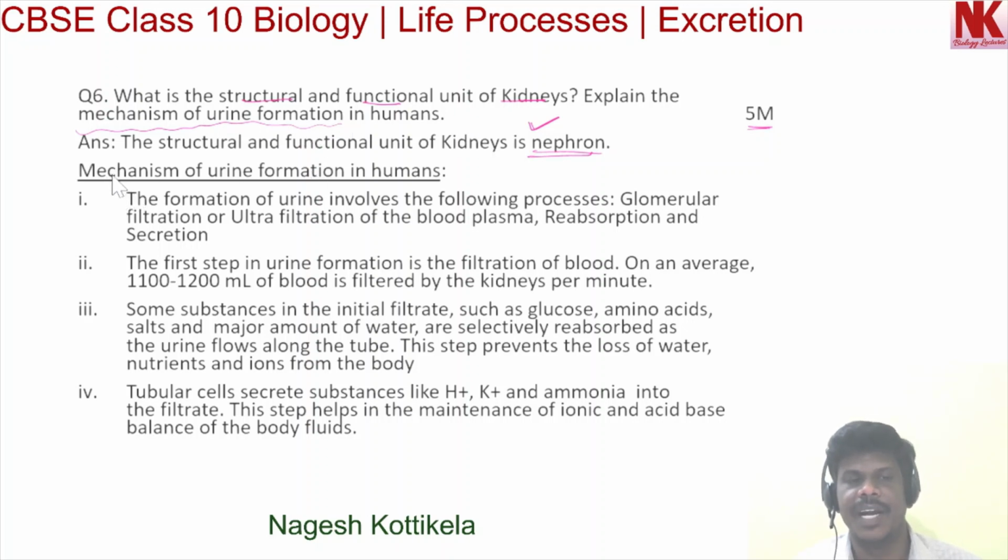You can write a subheading: mechanism of urine formation in humans, and we can explain this in a point-wise manner. The first point, the formation of urine involves the following processes: glomerular filtration or ultrafiltration of the blood plasma, reabsorption, and secretion. So these are the 3 steps in the mechanism of urine formation. The first step is glomerular filtration. Glomerulus is a network of capillaries.